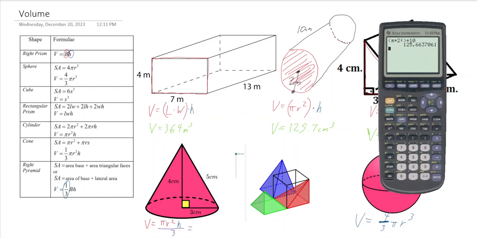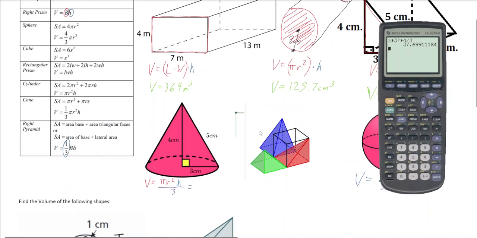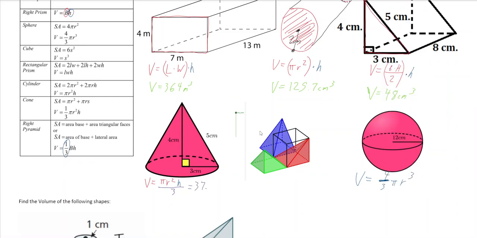So in this question, what does that actually get us? It'll be pi r, which is 3, squared, times the h, which is 4, and then divided by 3. So the 5 is the slant height, so we're not using that value when we're talking about volume. Just keep that in mind. We use it when we're talking about surface area. So 7.7 centimeters cubed.